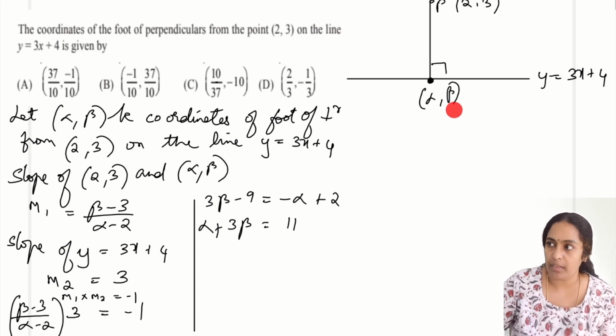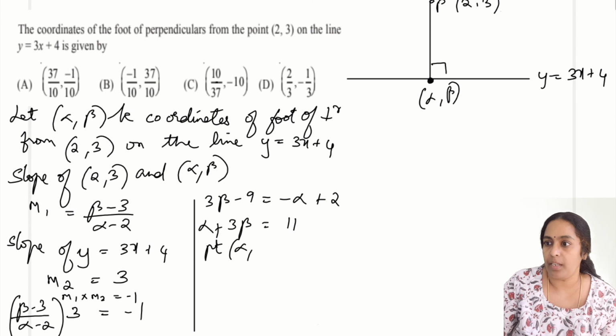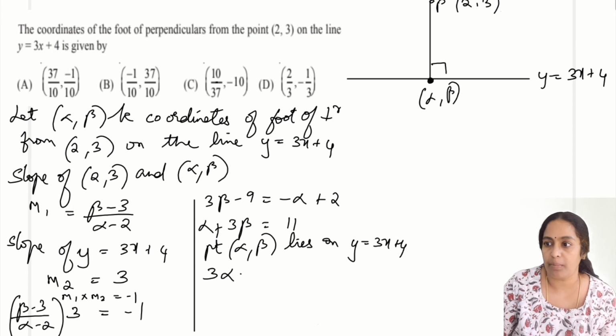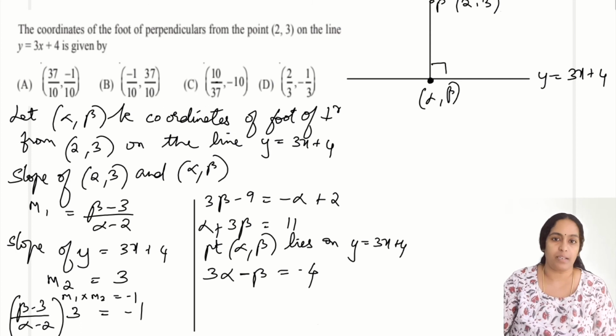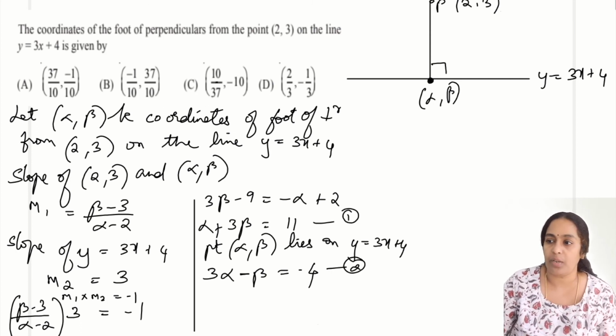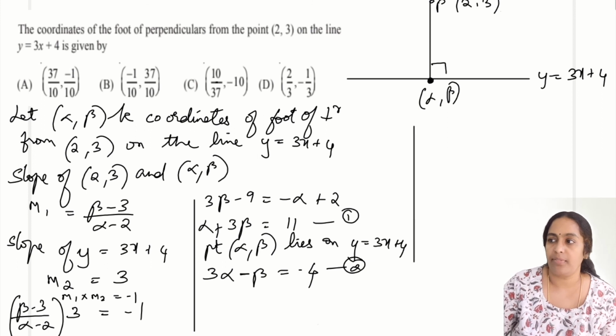Now again when I look here, this (alpha, beta), which is the foot of the perpendicular, is lying on this line y equals 3x plus 4. Which means this point will satisfy this line equation. So the point (alpha, beta) lies on y equals 3x plus 4. So I can substitute y as beta and x as alpha. So it's going to be 3 alpha minus beta equals minus 4. This is my second equation. So I need to solve these two equations to get the values of alpha and beta.